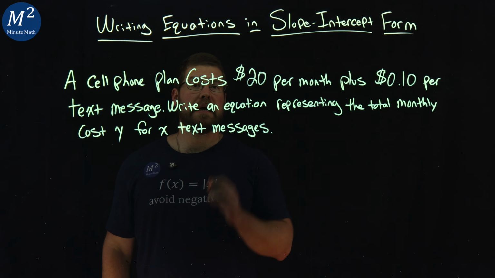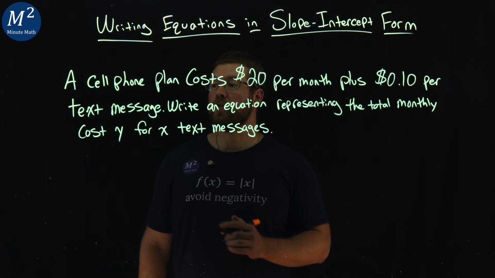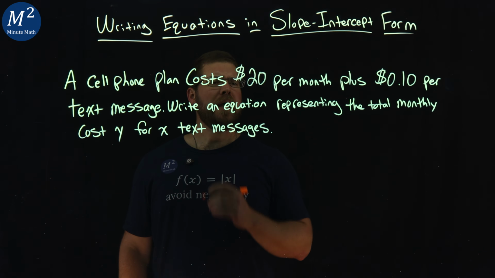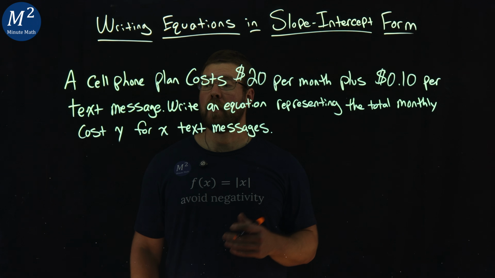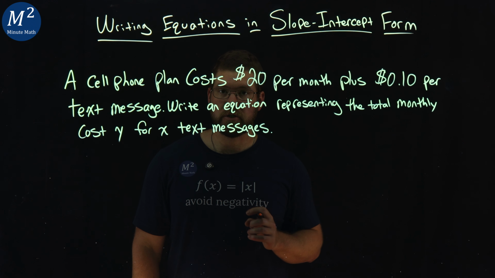A cell phone plan costs $20 per month plus 10 cents per text message. Write an equation representing the total monthly cost, Y, for X text messages.